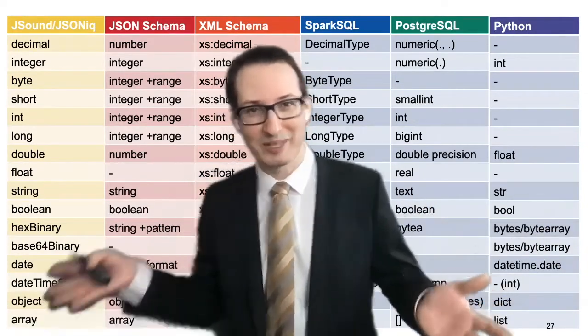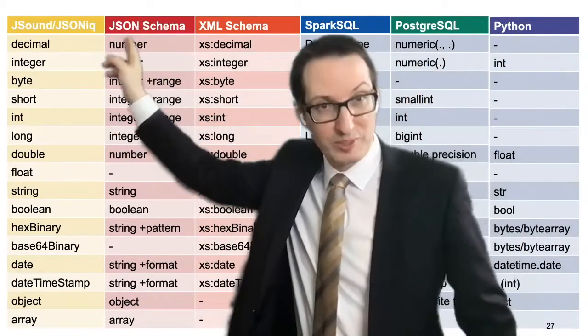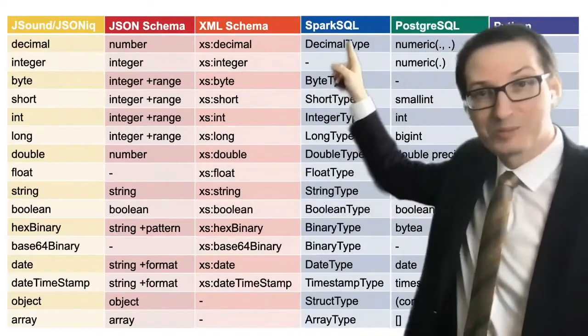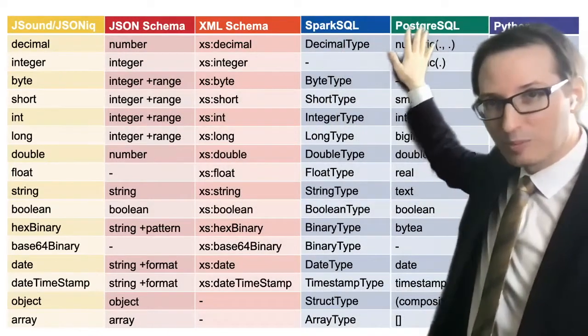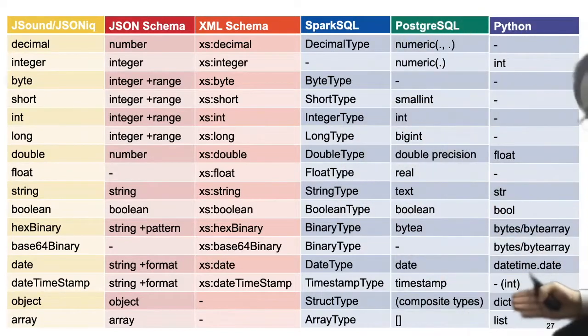So this is what I prepared, and this is what you see here. You see here there is the JSON schema. We'll look at it a bit later today. JSON, XML schema, Spark SQL. We'll also look at it during the lecture. PostgreSQL, Python, and so on. So I basically listed a few types and I put them in correspondence with each other.